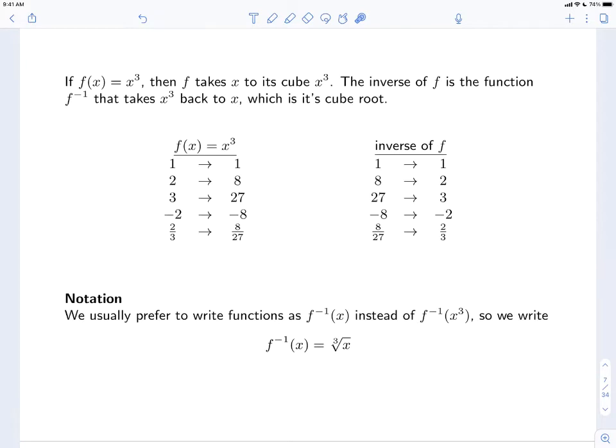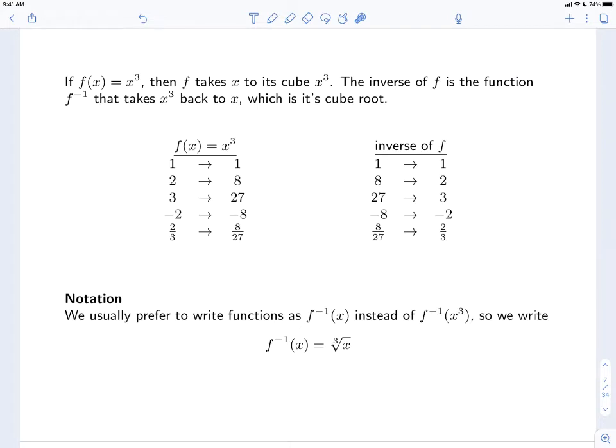Each real number has exactly one real cube root, and so the inverse just takes this number back to its cube root. This works for negative numbers as well, because negative 2 cubed is negative 8, so the cube root of negative 8 is negative 2. And it also works for fractions. 2/3 cubed is 8 over 27, so the inverse takes 8 over 27 back to the cube root, which is 2/3.